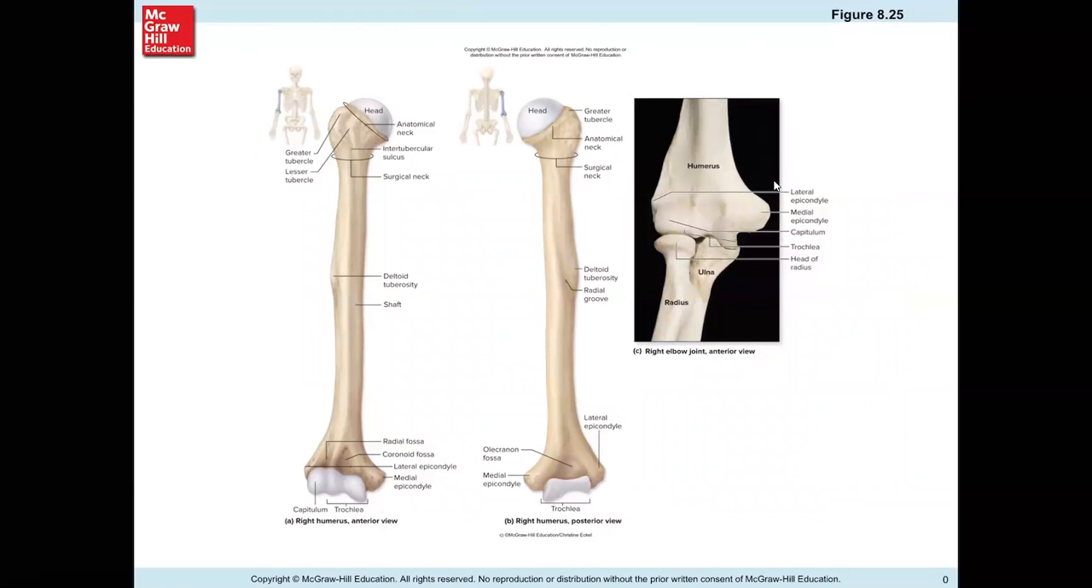Okay, so here is the humerus. The humerus has a head, right? This is the shaft of it. And then down here, there's the trochlea.